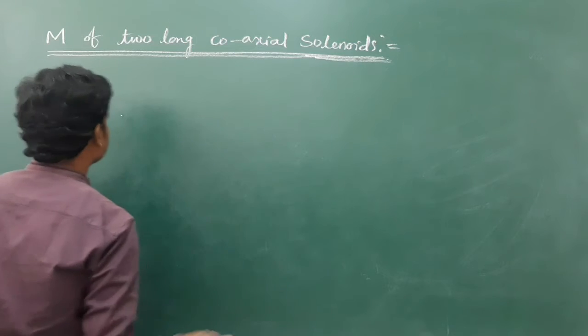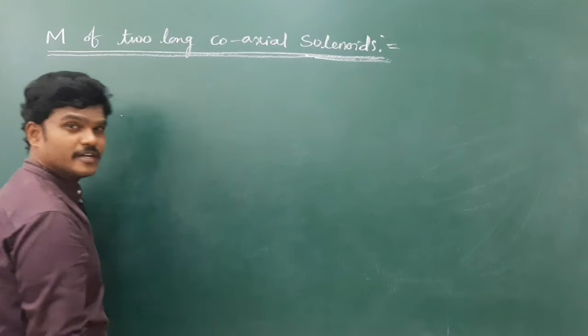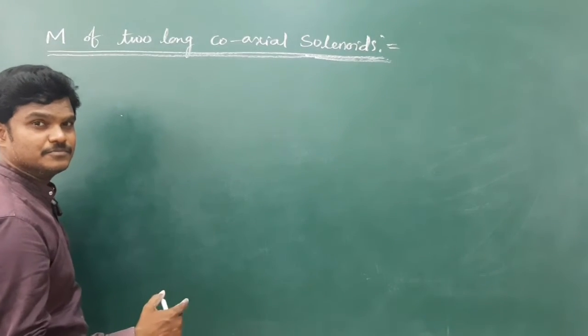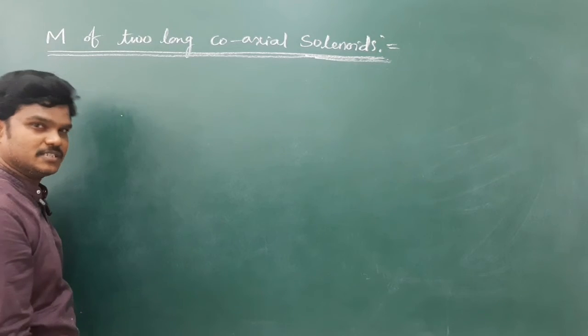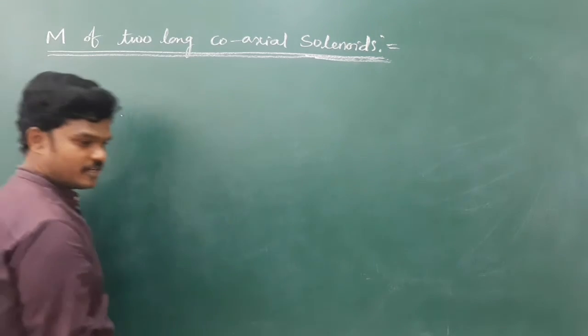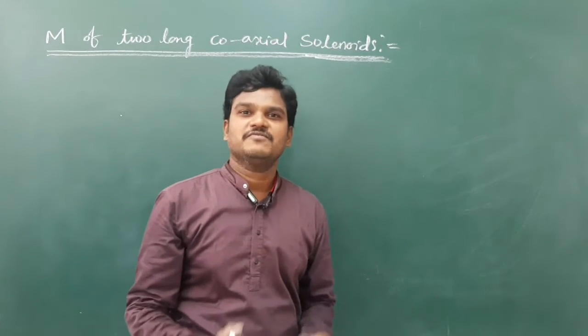You know the solenoid. A solenoid is nothing but a device used to produce a uniform magnetic field along the axis, and inside the solenoid there will be a field. Outside the solenoid the field becomes weak.